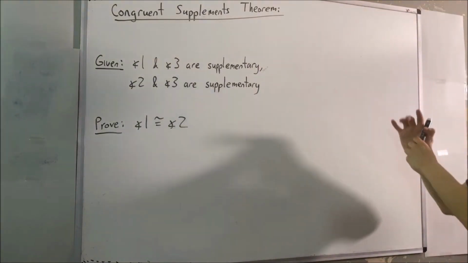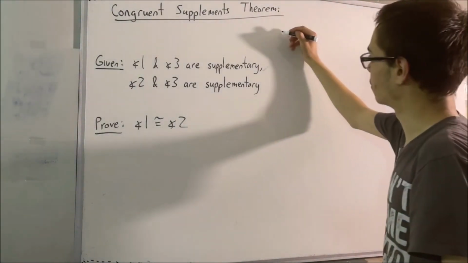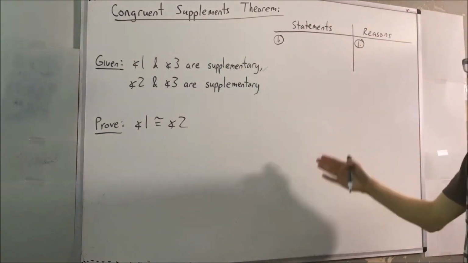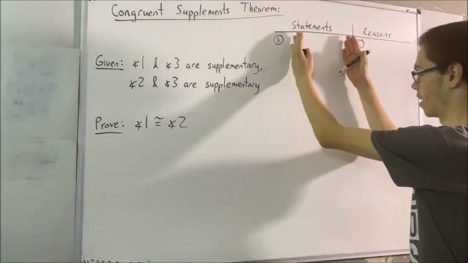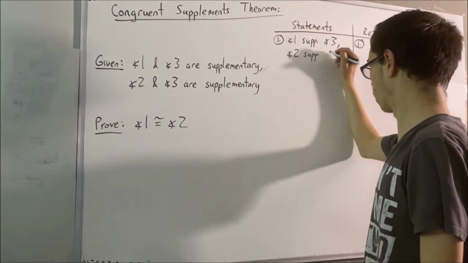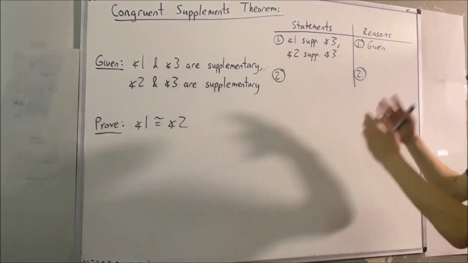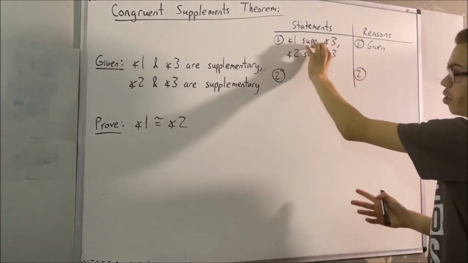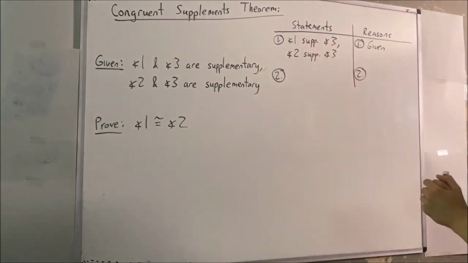Now, to start out this proof, we're going to first construct a statements and reasons table. And for our first step, I'm just going to rewrite what we're given right here. And notice that I abbreviated it slightly. This is the way that I like to typically abbreviate supplementary angles.